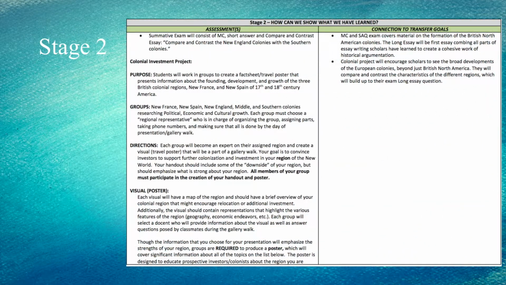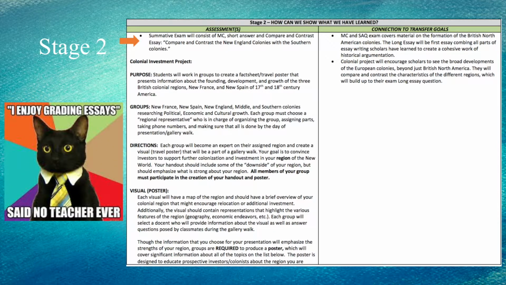In Stage 2, one of our summatives this unit will cover all three aspects of the AP exam. The test will have an MC, SAQ, and a compare-contrast essay. This will be the first essay of the year, so you might want to be more lenient with scholars' writing than you would normally be at the end of the year. I really try to concentrate on if scholars have the basic format of how to write an essay, and I place slightly less emphasis on the content.